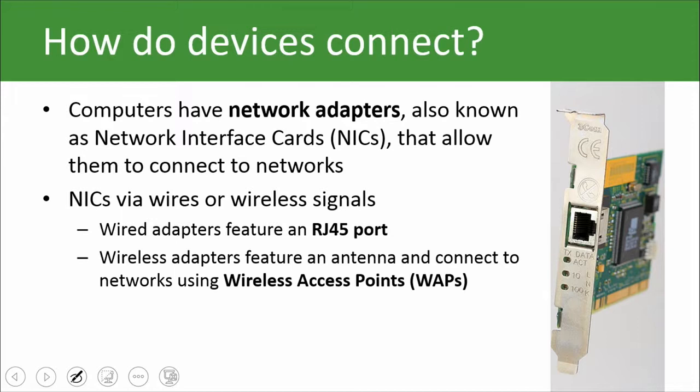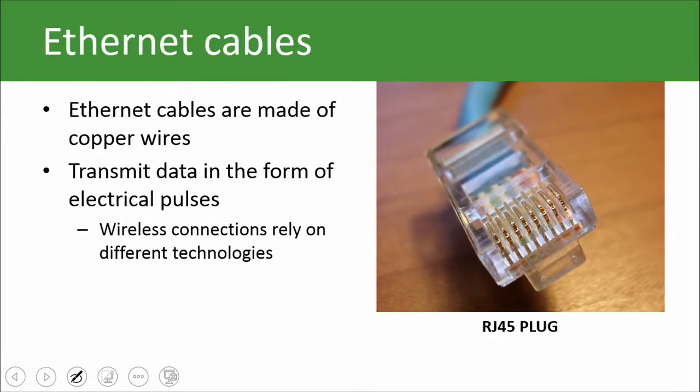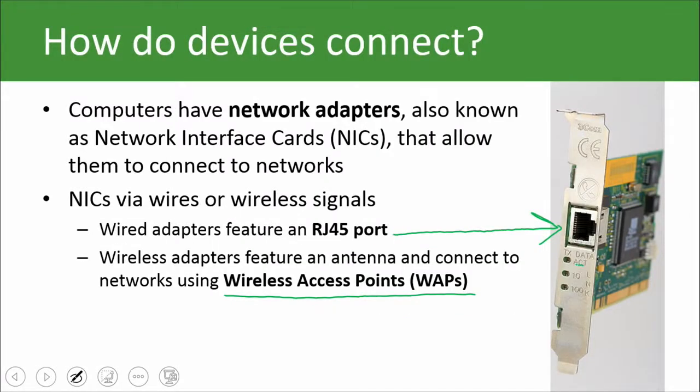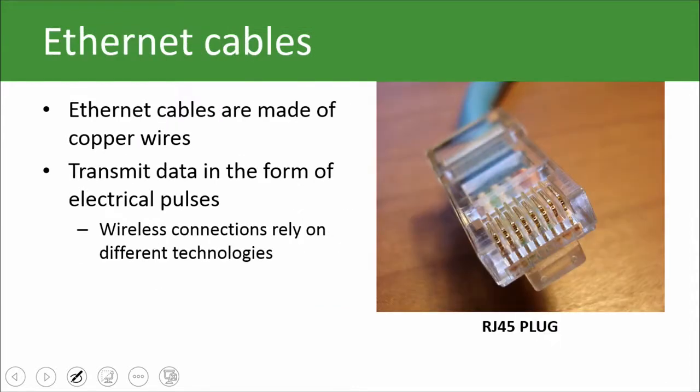And this wired adapter here features something called an RJ45 port. Wireless adapters feature an antenna in contrast, and they connect to networks using wireless access points, which are also an essential connecting device, and we'll detail them a little bit later in a different module. Of course, if we take a look at our RJ45 port, we have to have something that we can connect that with. And that is an Ethernet cable, right?